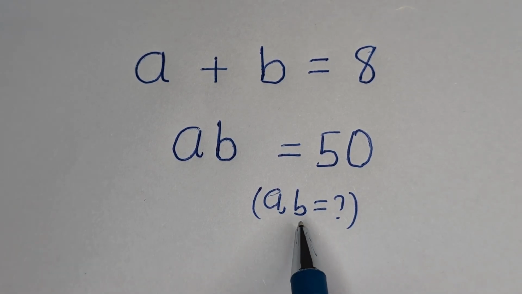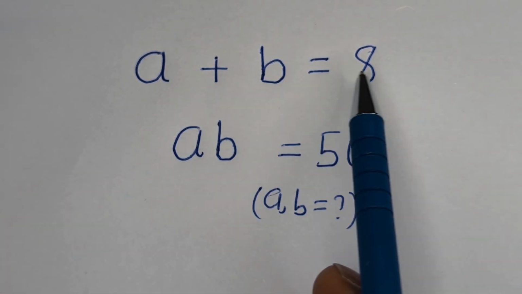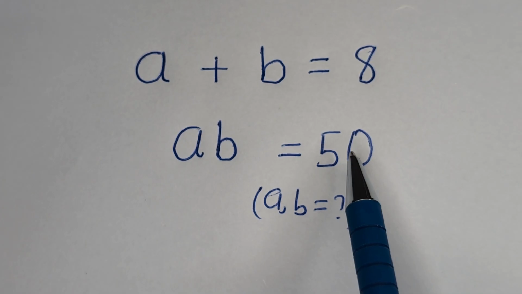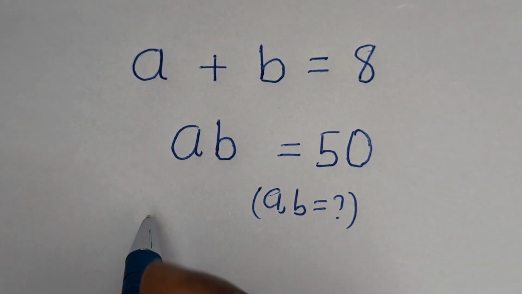Hello, how to solve for a and b in this equation? a plus b is equal to 8, ab is equal to 50. Solution.